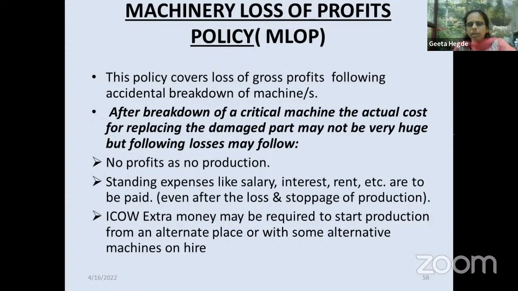Now, the policy covers loss of gross profit. After breakdown of a critical machine, the actual cost for replacing the damaged part may not be very huge, but the following losses may follow. The material damage may be less, but the loss of profit may be more. This is more risky for acceptance or issuing a policy than your FLOP also. The standing charges and increased cost of working are payable, similar to FLOP. In the concept, there is not much difference.